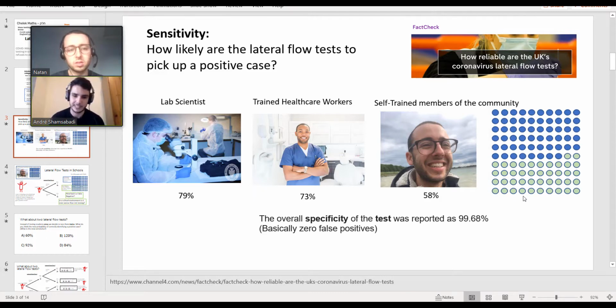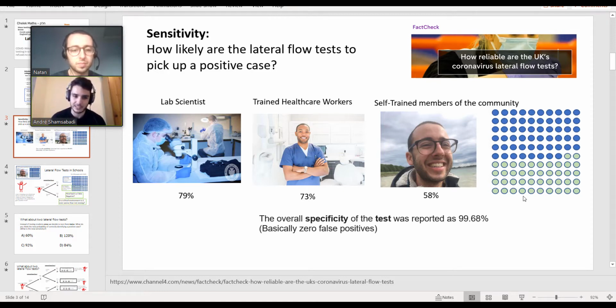There's nothing changing fundamentally about the test itself, but the success rate when said person described in the picture here is running the test on someone who is COVID positive. And success in this case is picking up that positive case. Exactly, picking up that true positive. So picking up the positive case when someone indeed has COVID.